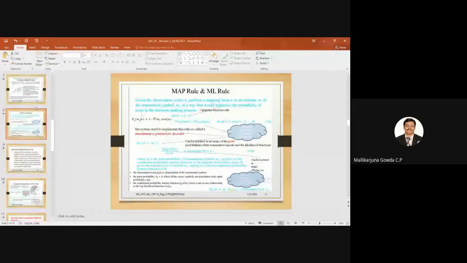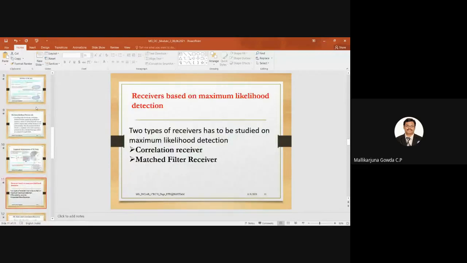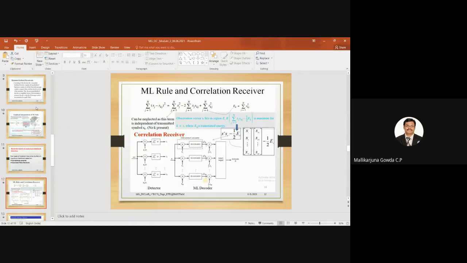So I told how we interpret this maximum likelihood rule graphically. That is what is done. Of course, I have not finally concluded. One more equation is there, and I will come to that.